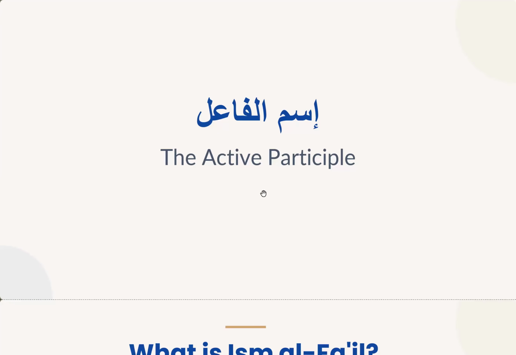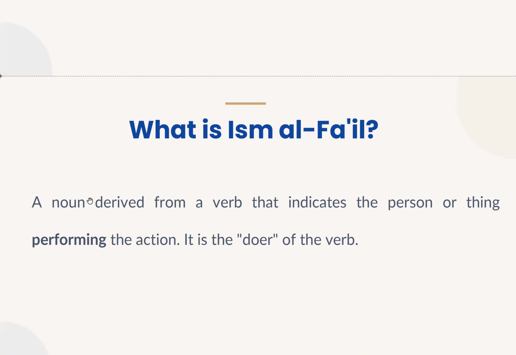Ism Fāʿil, the active participle. What is Ism Fāʿil? Ism Fāʿil is a noun that is derived from a verb that indicates the person or thing performing the action. So it is the doer of the verb. For example, when you say the verb play, and in English when you say the one who plays, we call it the player. The one who fights, the fighter, and the likes. Likewise, Ism Fāʿil shows the person or the thing that performs a specific action.